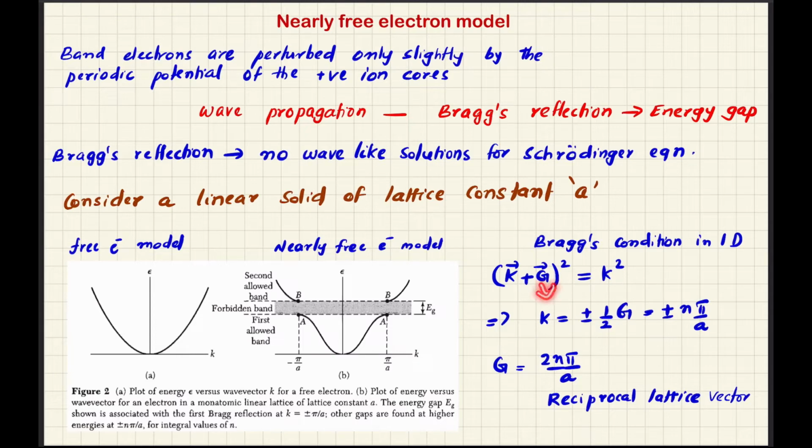G is a vector in the reciprocal space, just like a translation vector in the real space. If you simplify this, you will get k equal to plus or minus half G, and this is equal to plus or minus n pi by a, which are the points in the reciprocal space. If you multiply by 2, you get G equal to 2n pi by a. So this is the reciprocal lattice vector.